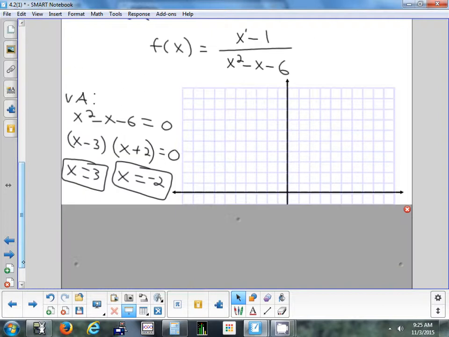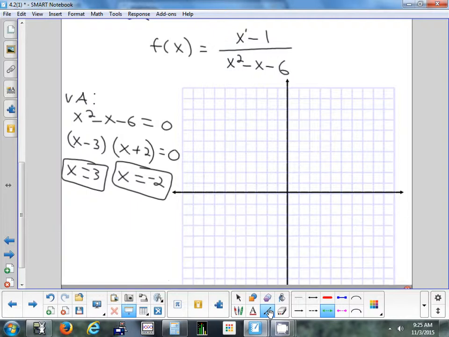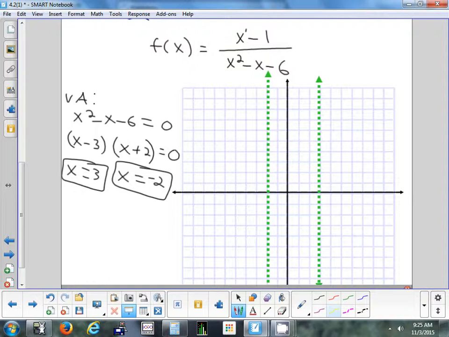Okay, when we draw an asymptote, what kind of line did I suggest to use? Yeah, just make a dotted line. All right, one at 3, one at -2. Okay, horizontal asymptotes. To do that, I'm going to find my end behavior model.